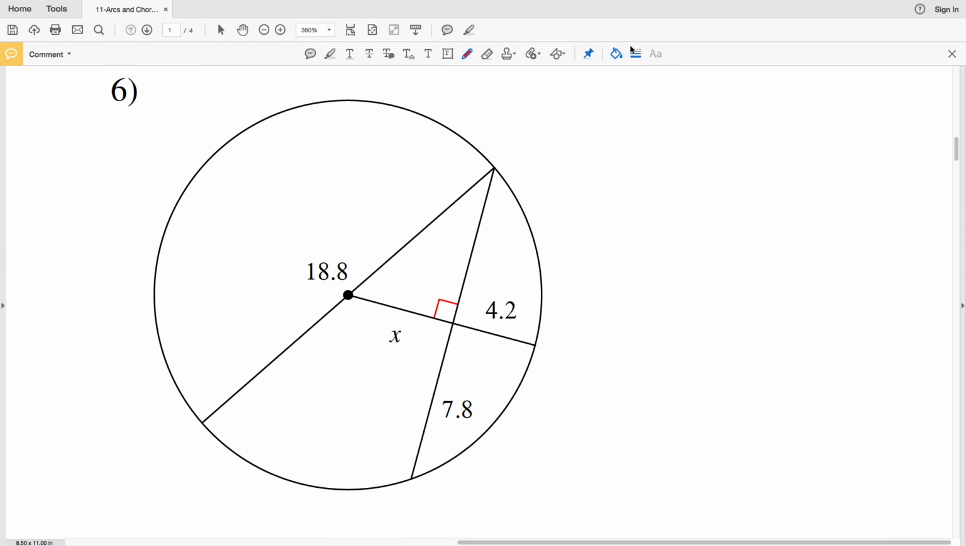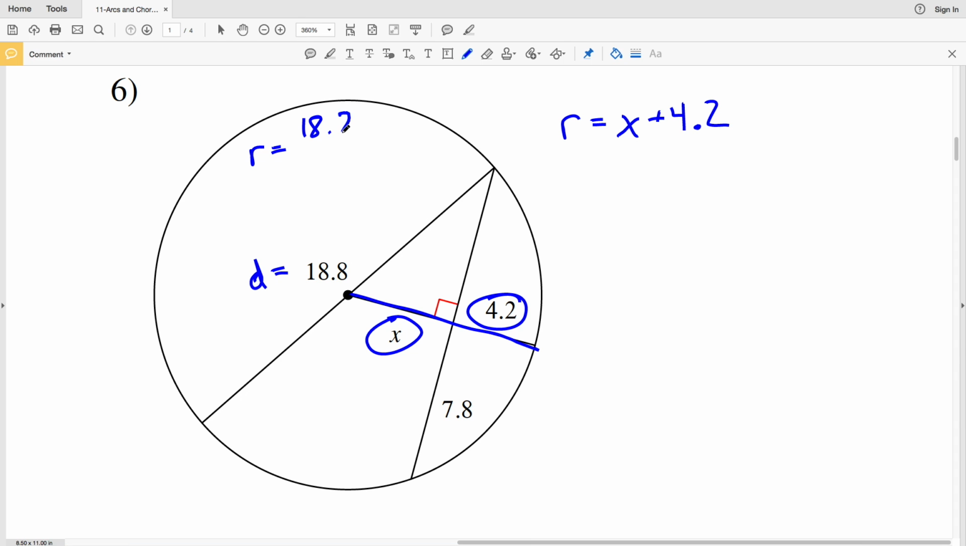And lastly in this video, I'll go over number 6. In number 6, we can see x is a part of the radius because it intersects a chord at 90 degrees. Therefore, x plus 4.2 is equal to the radius. So r equals x plus 4.2. And we know that the diameter d is 18.8. So if d is equal to 18.8, that means r is equal to 18.8 divided by 2. So r is going to be equal to 9.4.